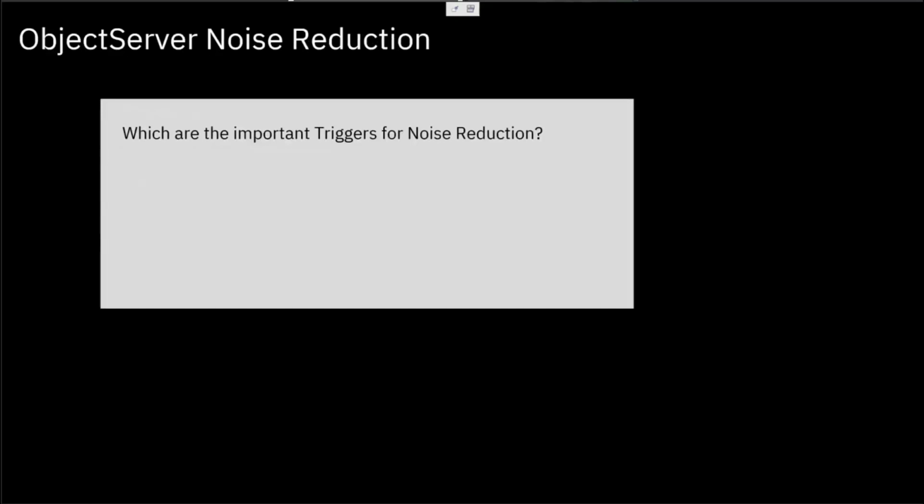So moving on, which are the important triggers for noise reduction? Today we're going to take a look at the deduplication mechanism, the delete clears mechanism, the generic clear mechanism, and the expire mechanism. All of these are implemented as object server triggers. Some of them are database triggers, which means they are executed when a database action occurs, and some of them are temporal, which means they're time-based. We'll take a look at each one in turn, and Fred's going to give us a demo of each one.